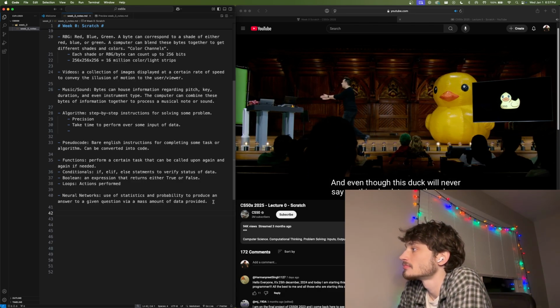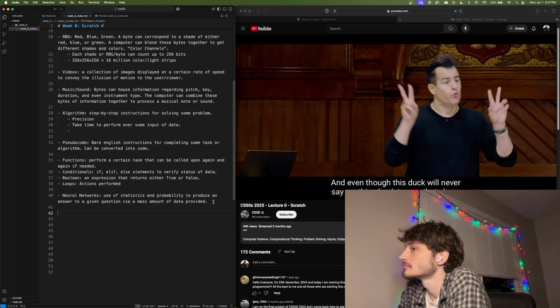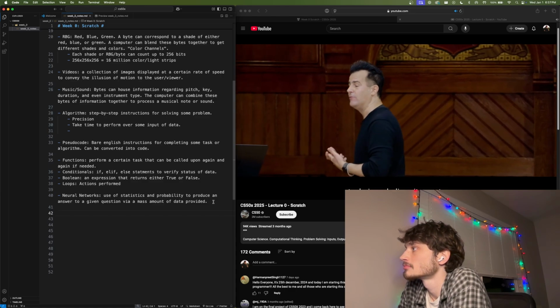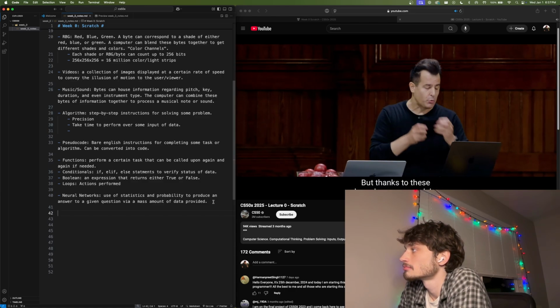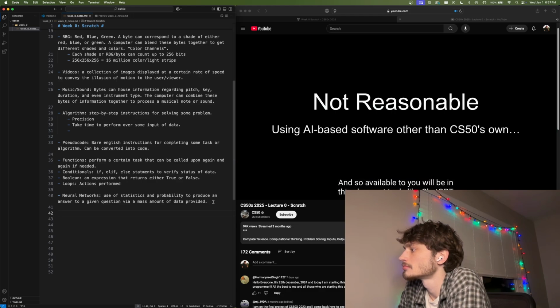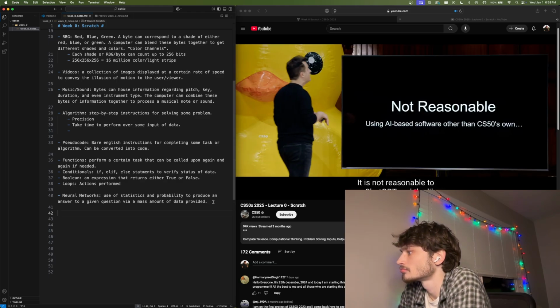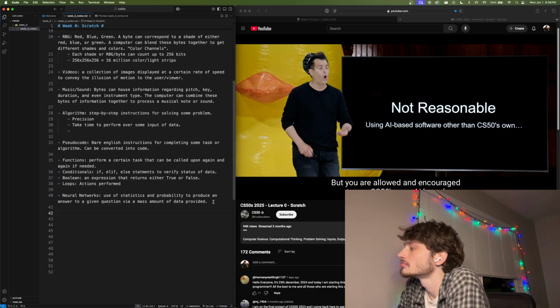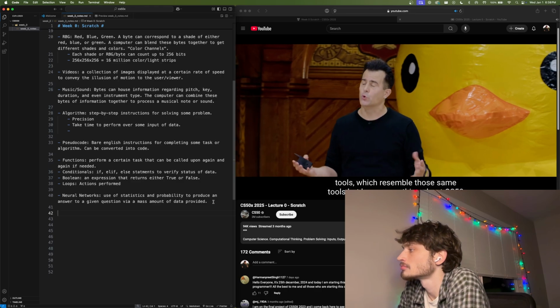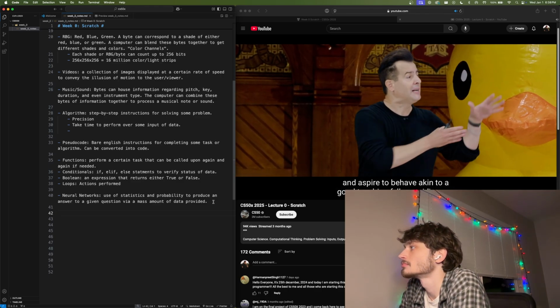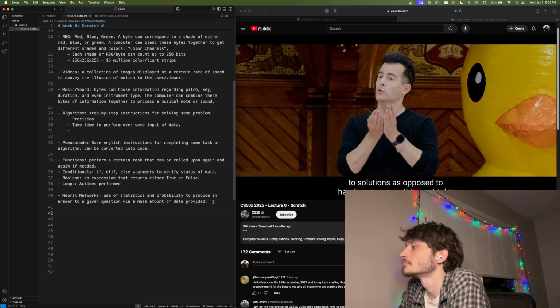And even though this duck will never say anything back to you, that alone, rubber duck debugging or rubber ducking, tends to be a valuable programming technique, believe it or not. But thanks to these large language models, we have not only physical but virtual ducks as well. And so available to you will be in this class not tools like ChatGPT and the like, which are through policy disallowed. It is not reasonable to use ChatGPT and the like, but you are allowed and encouraged to use CS50's own AI-based tools, which resemble those same tools but know something about CS50 and aspire to behave akin to a good teaching fellow, guiding you to solutions as opposed to handing you something outright.